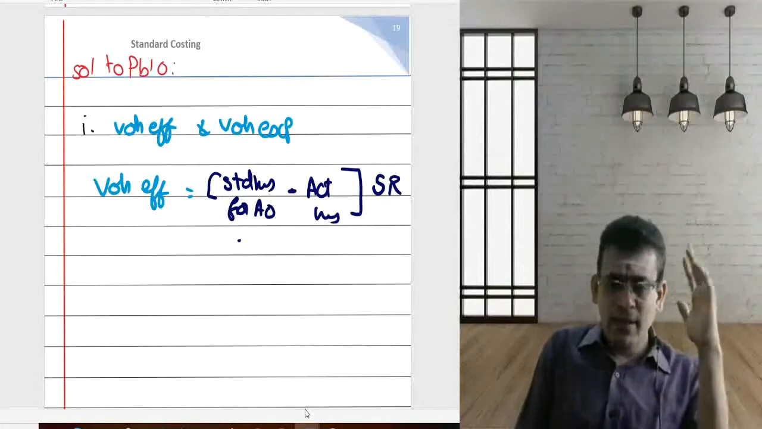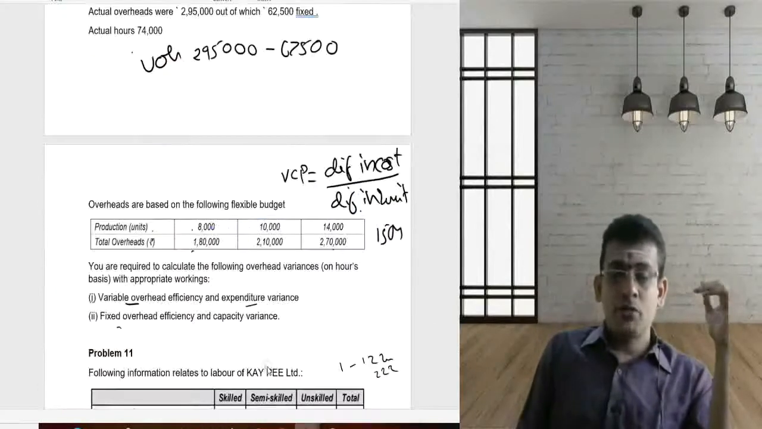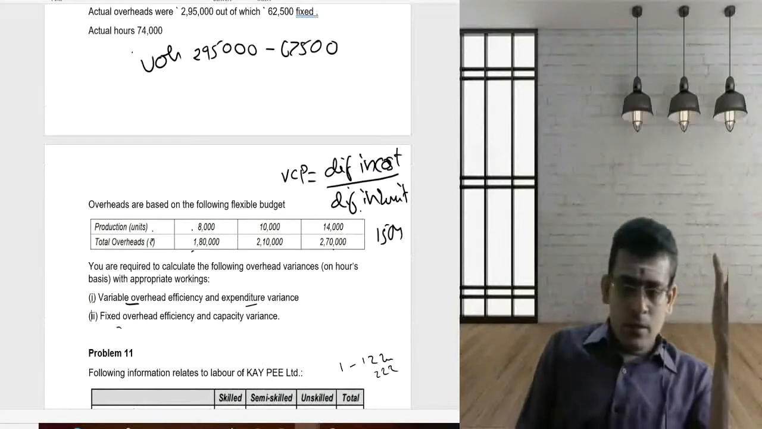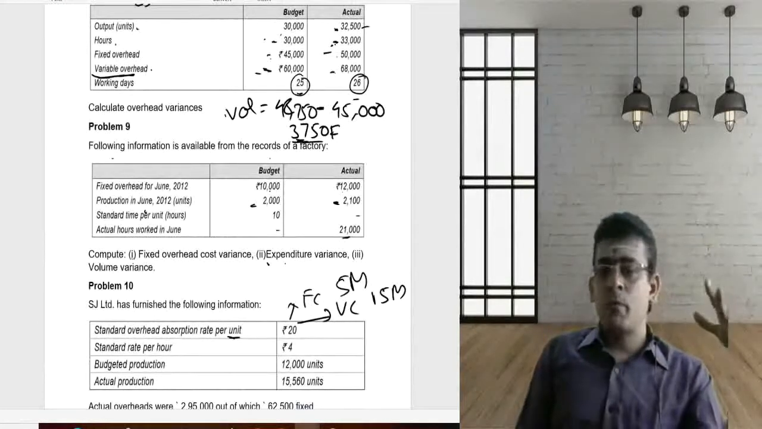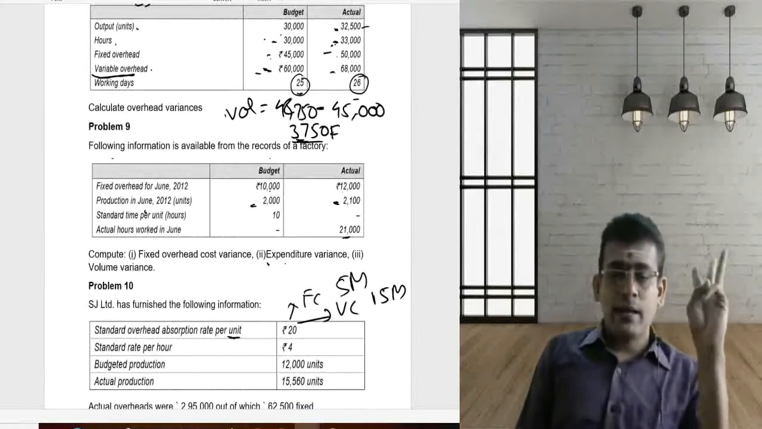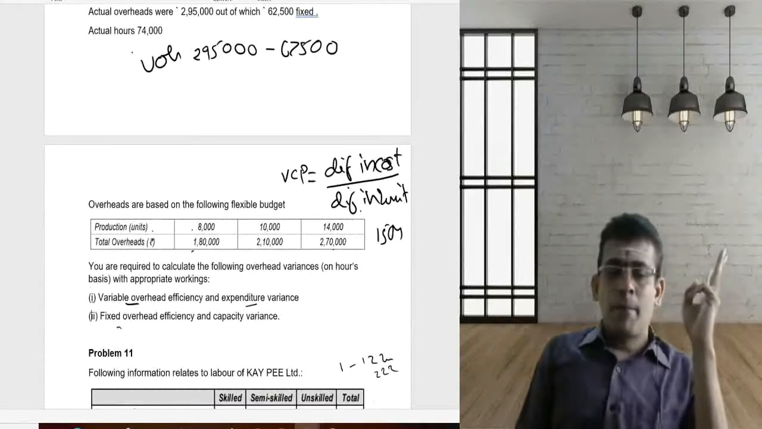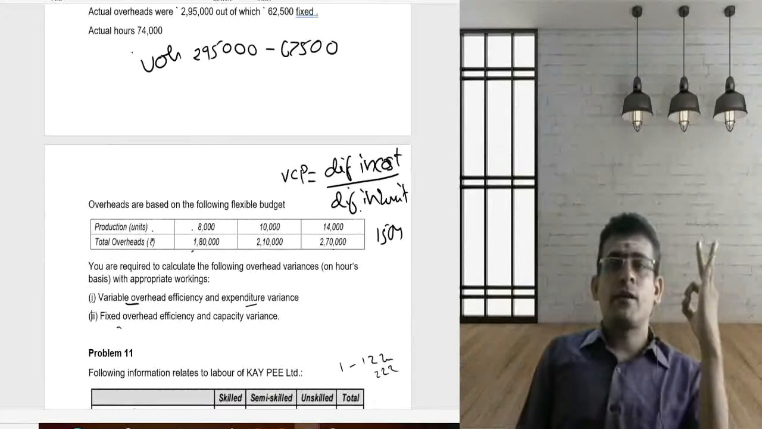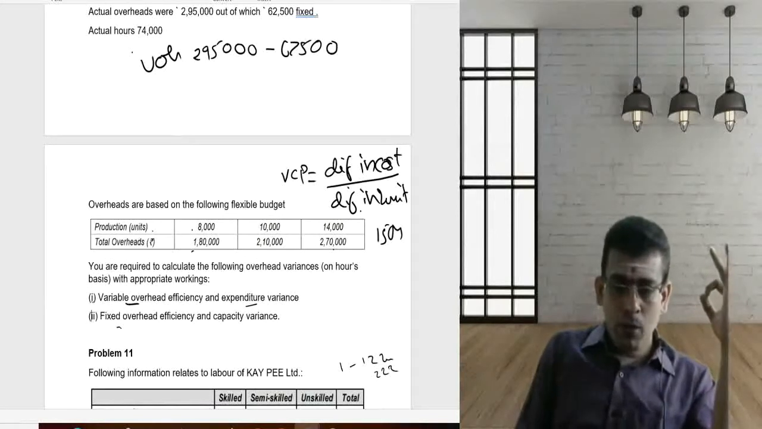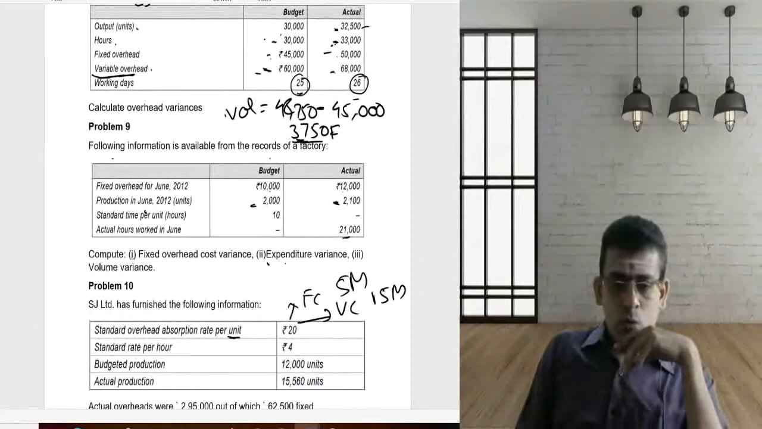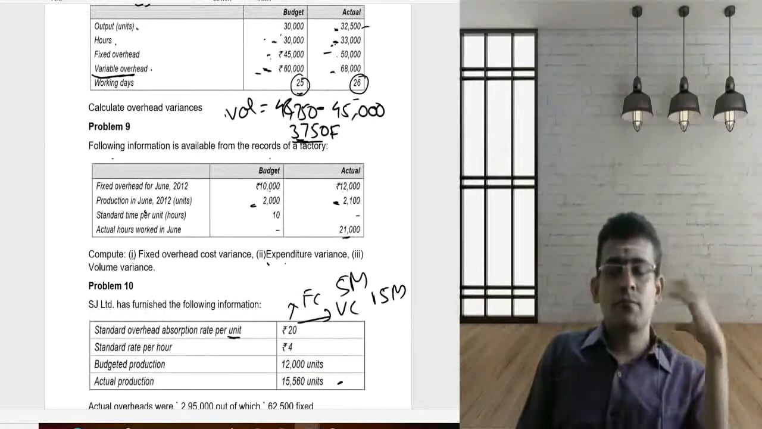Now, let us see what information we have. Standard hours for actual output: that information won't be there in any problem. I need to calculate it. To calculate that, three things are required. First, my actual output. In the problem, he is telling you your actual output is 15,560.